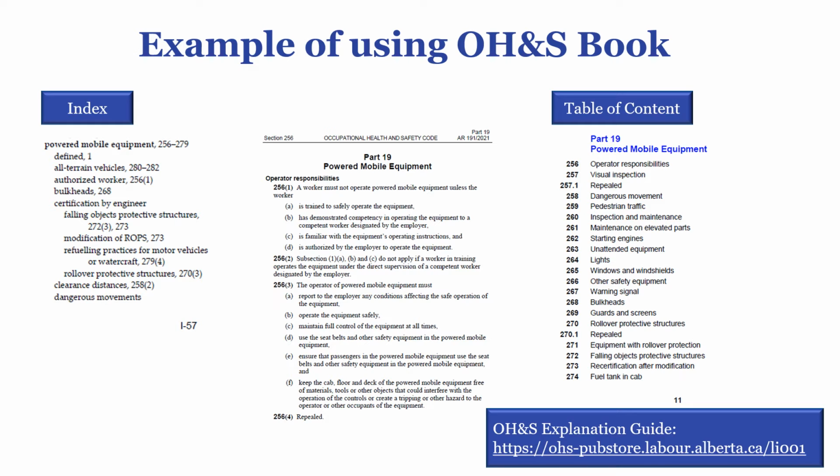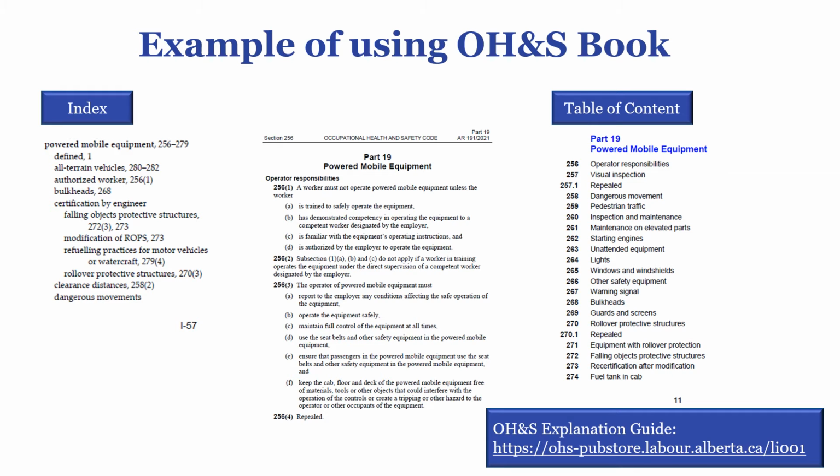If you are using the table of contents, ensure you are in the correct area of the book: the Act, the Regulation, or the Code. The number beside the topic refers to the section number in the area of the book. To find the same information you just looked up in the index, you would look in the table of contents that pertains to the code. Locate Part 19, Powered Mobile Equipment, then Operator Responsibilities, 256.